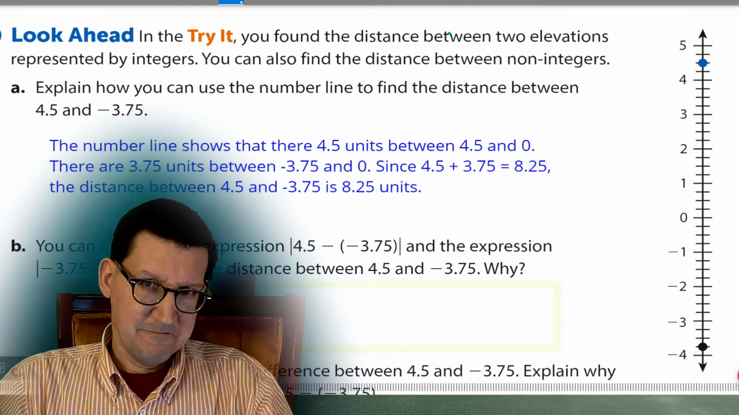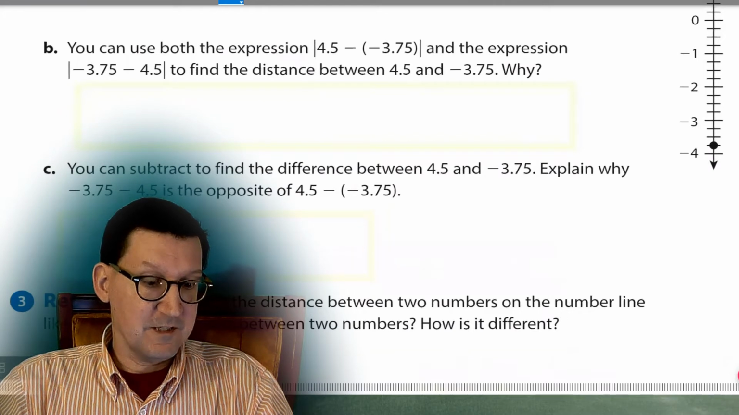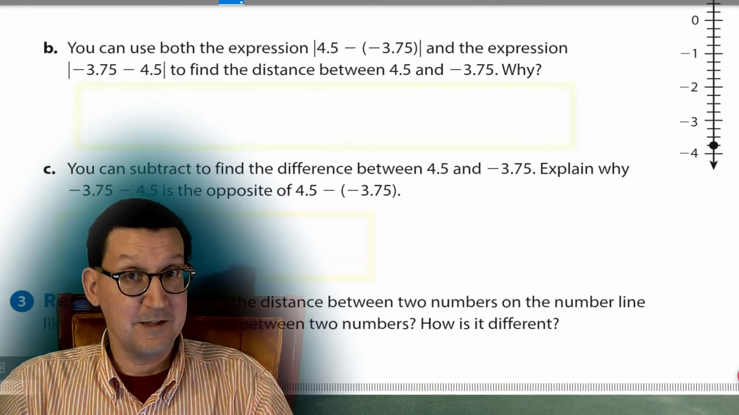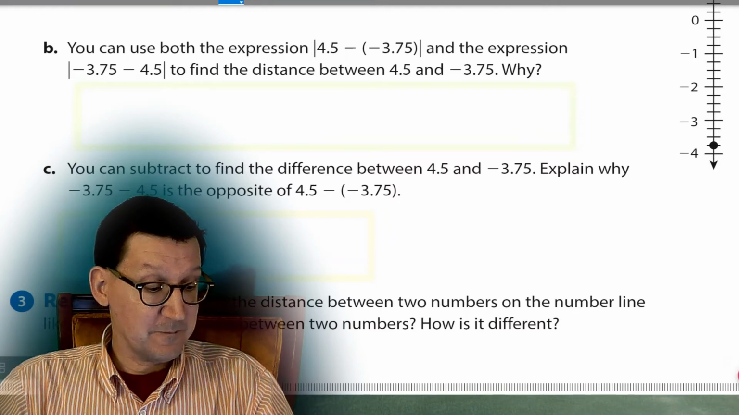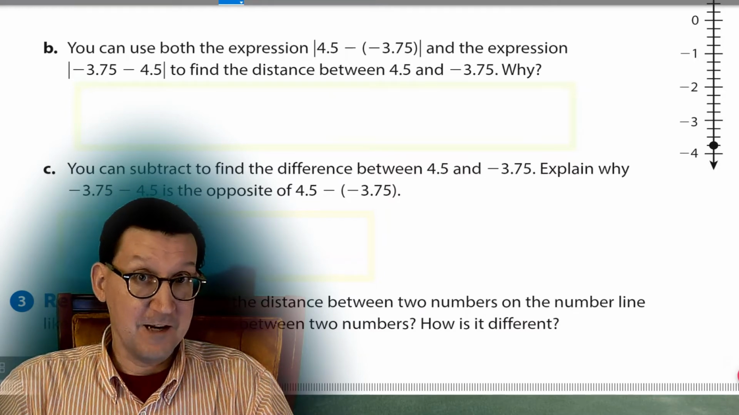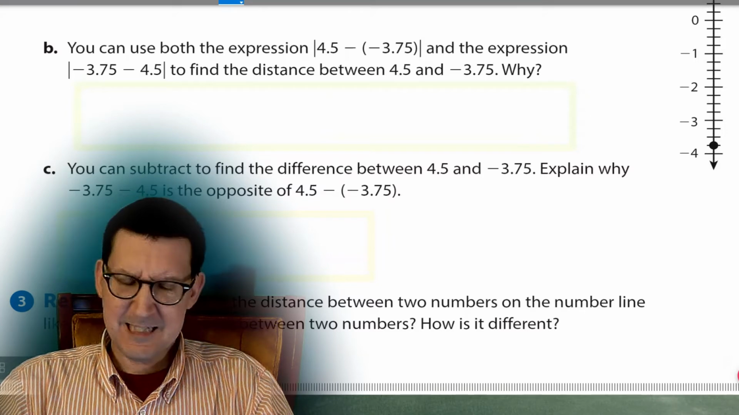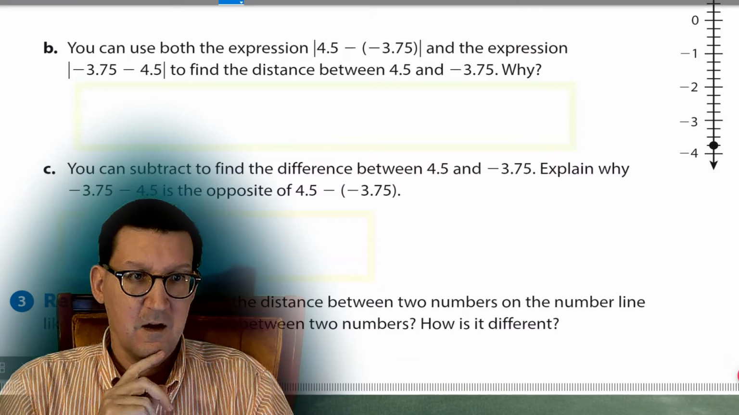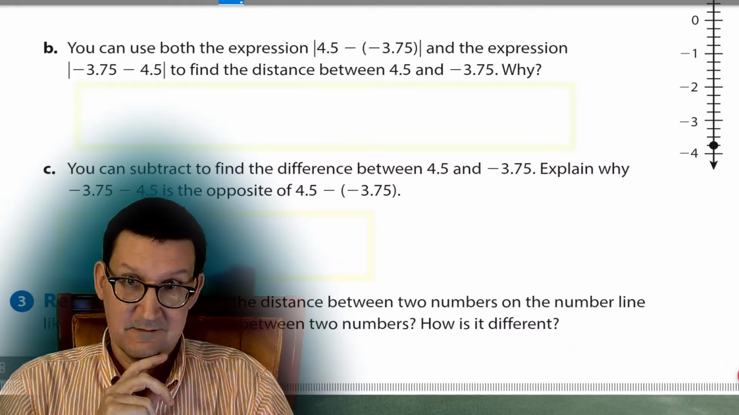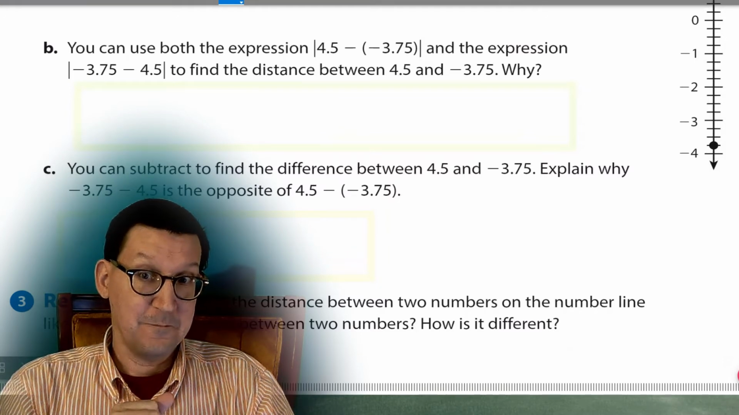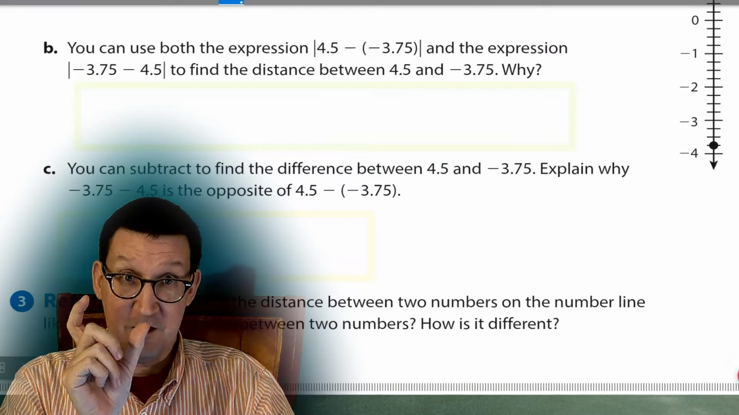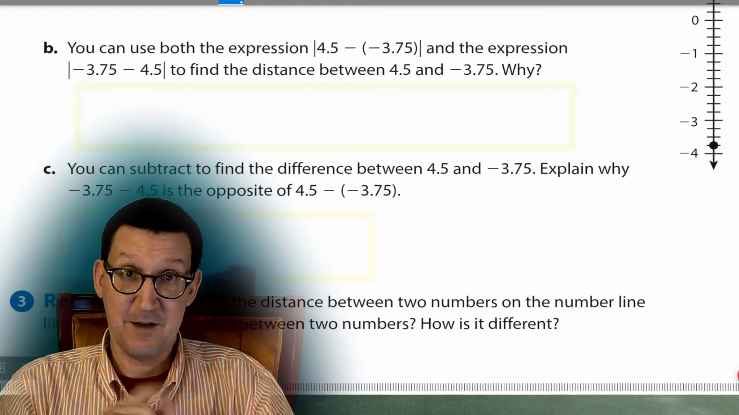Question B. You can use both the expressions, the absolute value of 4.5 minus a negative 3.75, and the expression negative 3.75 minus 4.5 to find the distance between 4.5 and negative 3.75. Why is that? Well, for one thing, we're finding absolute value. And you know that absolute value is always positive. Doesn't matter what's inside those bars, it always turns out to be positive, right? Because absolute value is measuring distance.